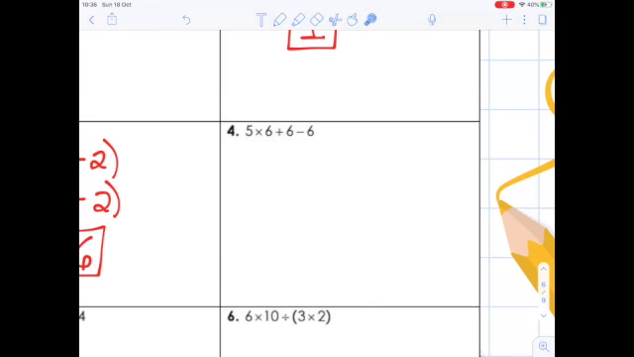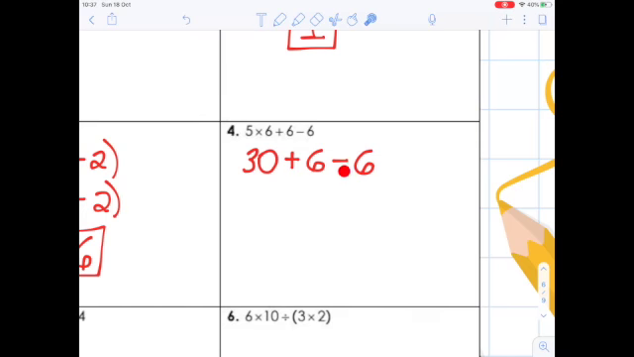Number 4. Notice we don't have parentheses anymore in number 4. Now let's take a look at the operations. We have a multiplication, an addition, and a subtraction. PEMDAS tells me that I have to do multiplication before addition and subtraction. So let's go ahead and do that. 5 times 6 is 30. Once again, copy down on the next line the numbers, all right? So this is going to be 30 plus 6 minus 6.